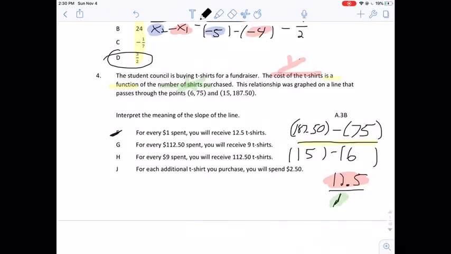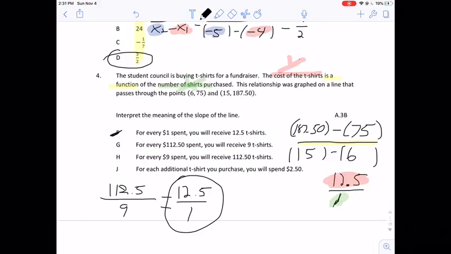Let's see the second one. For every $112.50 spent, I get 9 shirts. Let me put that into the calculator and see what I get. What I get from the calculator is again 12.50. So yes, 12.50 over 1 happens to be the same slope that I get from here. So my correct answer is going to be G.